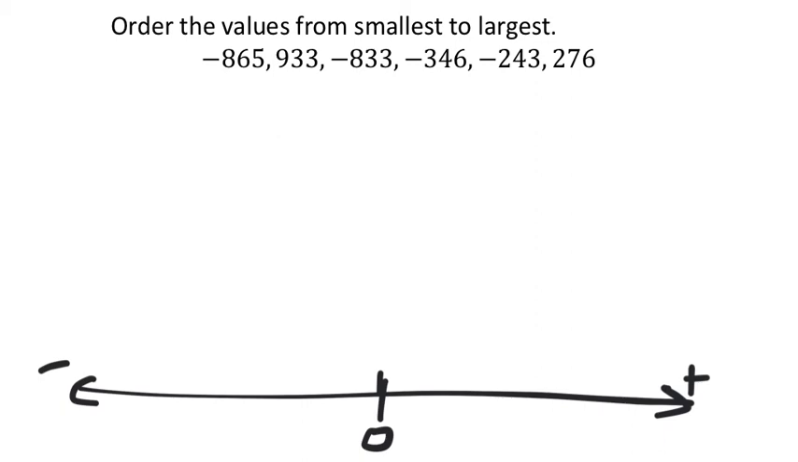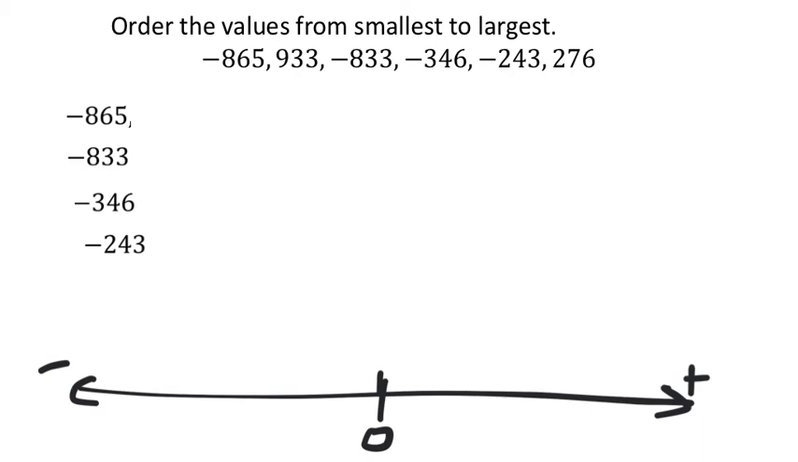So I see I got -865 here. Let's set that aside. And then also this -833 here. Set this over to the side. And -346. Set that over here. And then also -243. Now let's set this to the side. So I got 4 negative numbers. The other 2 values are positive. But these negative values.